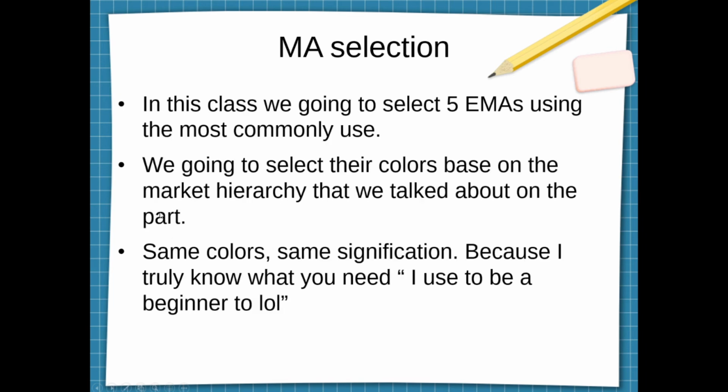Now in this case, we're going to select 5 moving average. I do not always have all the 5 moving average in the chart, but these are the 5 moving average that I usually work with. They can be part of different strategies. Sometimes I place 3 of them, sometimes I just place 2 of them, but it really depends on what it is I'm looking for. So we're going to select their color based on the market hierarchy that we talk about since the very beginning of part 1.